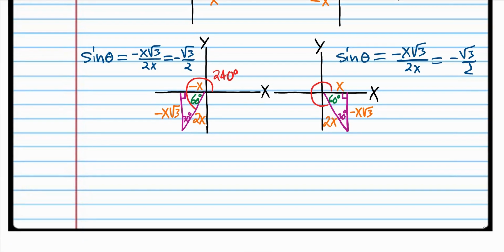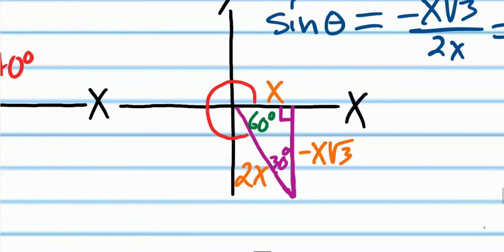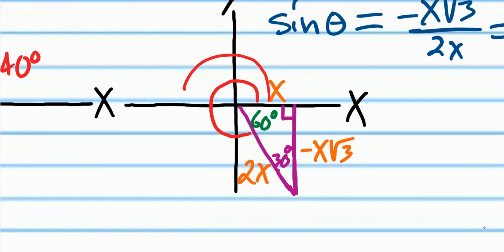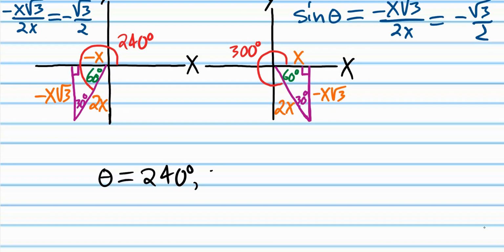So one of the answers is 240 degrees. Theta is equal to 240 degrees, but this angle over here works also. What is that angle? You rotate all the way around, and then there's 60 degrees left for a complete rotation. Well, that's obviously 300 degrees. Again, that's just basic arithmetic.